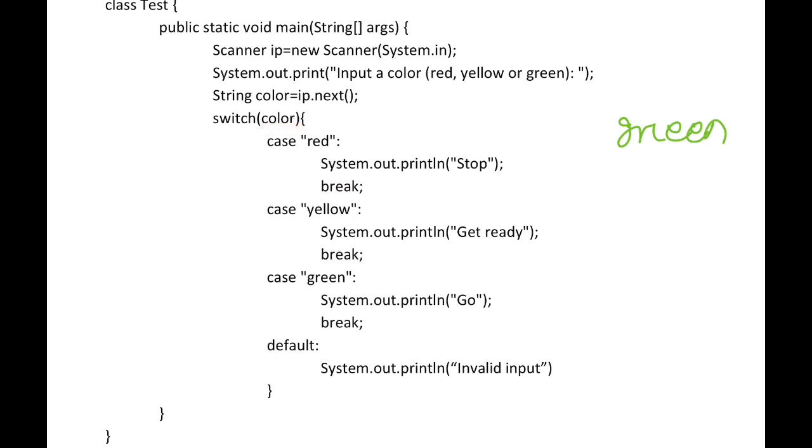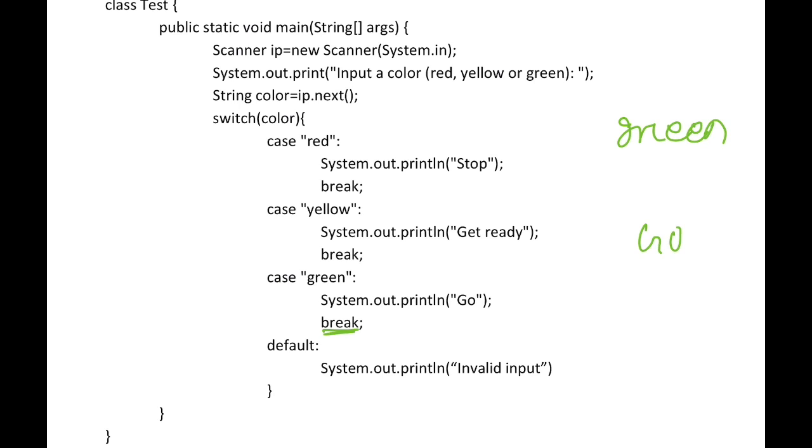Then color and green. The color value is green and this is also green. The case value, is it matching? Yes, it is matching. Then the associated case statements are going to be executed until it finds a break or until it reaches the end of the switch case. So here you can see it is going to execute system.out.println go. So it prints go on the screen, then break. Break means the control comes out of the loop.